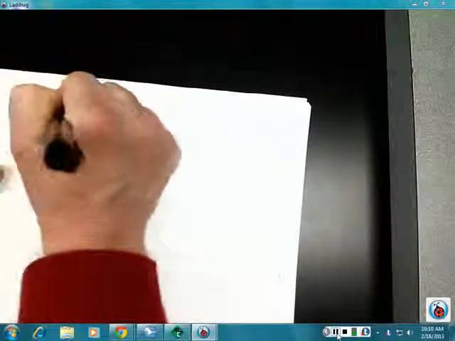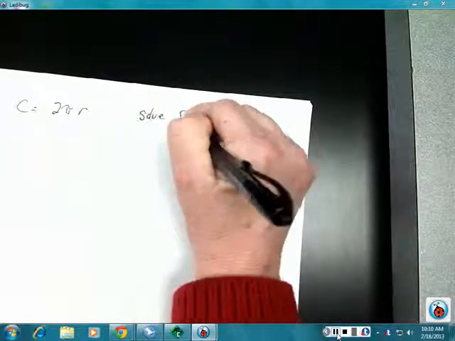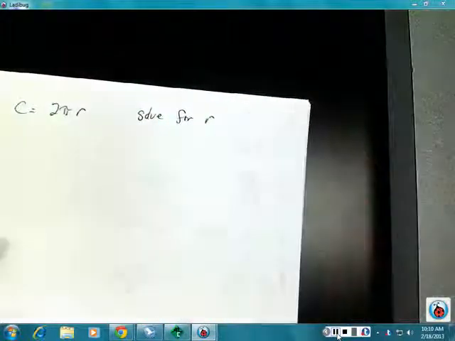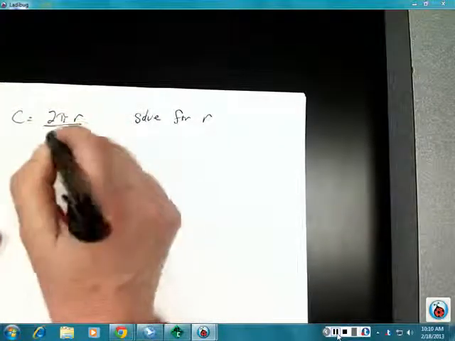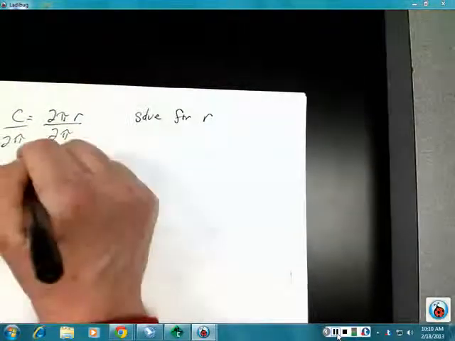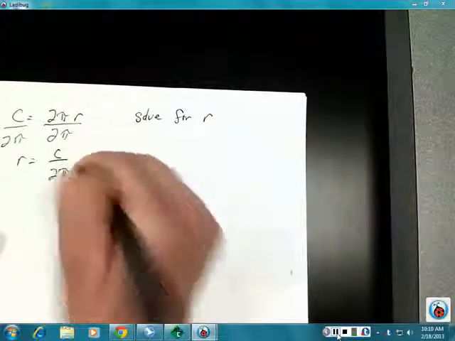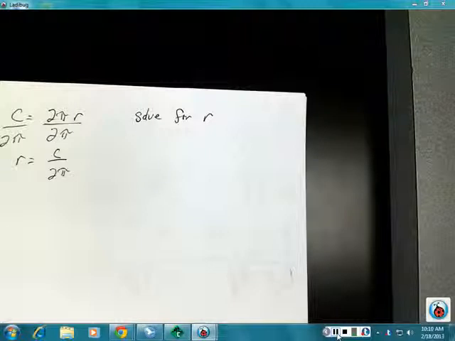Circumference equals 2 pi r. And solve for r. How am I going to get r by itself? Divide by 2 pi. And I find out that r is equal to C all over 2 pi. And that would be my answer. Let's see, what else do they give you?